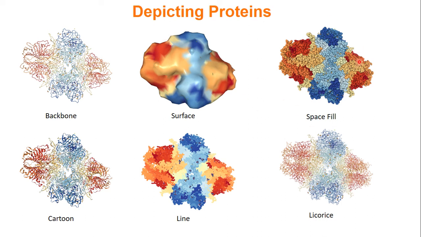Space fill is showing you your van der Waals radius. Cartoon is showing you your alpha helices and beta sheets. Line is similar to backbone, but using just a different way to label things. Licorice is showing all the atoms but hydrogens. All 6 of these are the same protein, and you're going to see, if you continue on in biochemistry, proteins depicted in every way and more that I'm not showing.